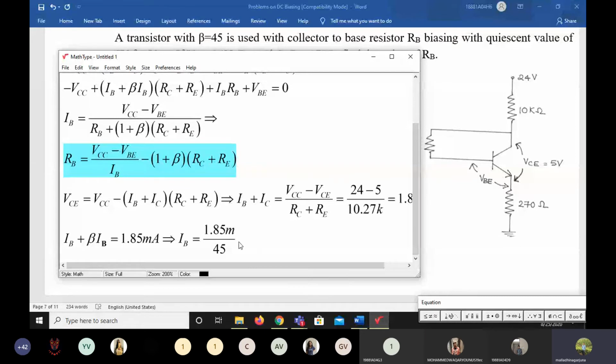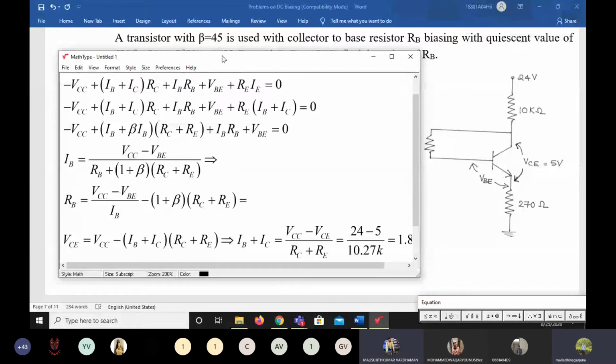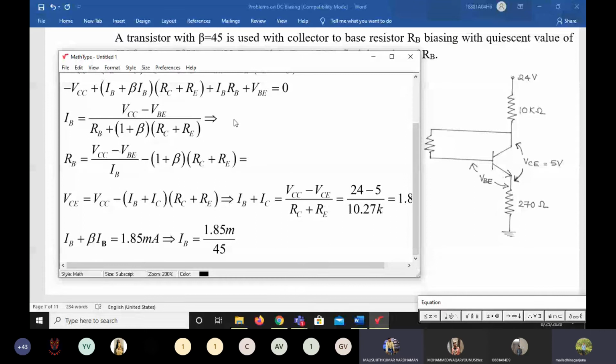Okay, tell me the answer. Sir, RB is equal to 46K, right? No, sir. IB is equal to 1.85 divided by 46. Why 46? It is given as 45 only, no? Yes, 1 plus beta, so 46. Right. So you calculate IB and substitute that IB in this equation, and you will get RB.